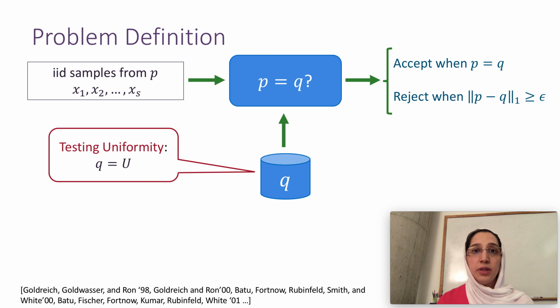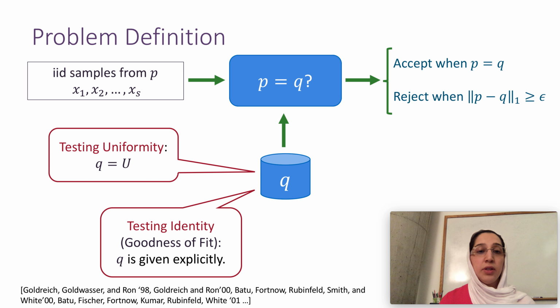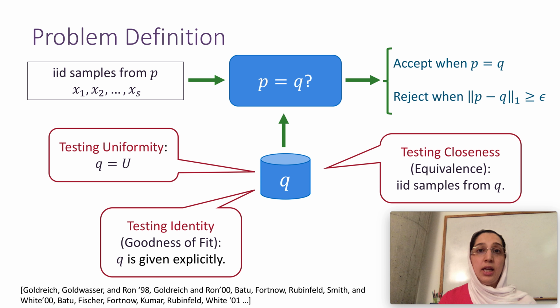Given how we have access to distribution Q, we can have different versions of this problem. For example, if Q is uniform, we call this problem testing uniformity. If Q is explicitly given to us, meaning that we know the probability of every single domain element, this is called goodness of fit, or testing identity. If we have only IID samples from distribution Q, this is called closeness, or equivalence testing.